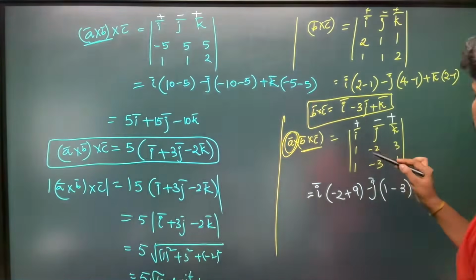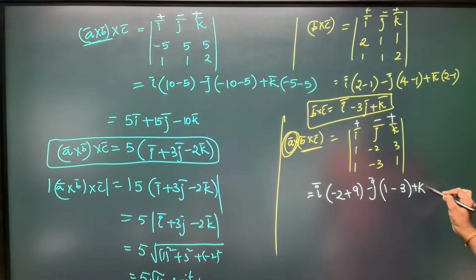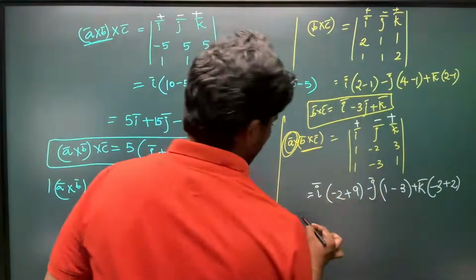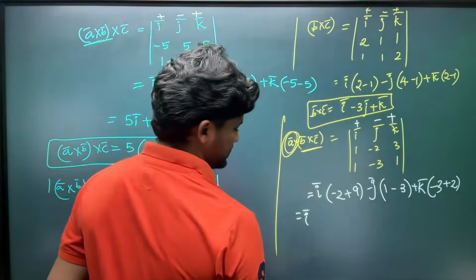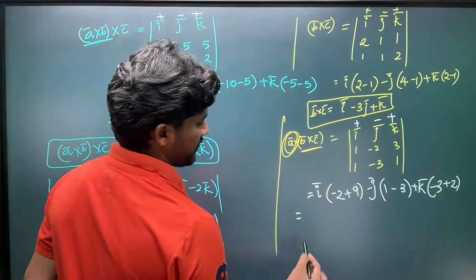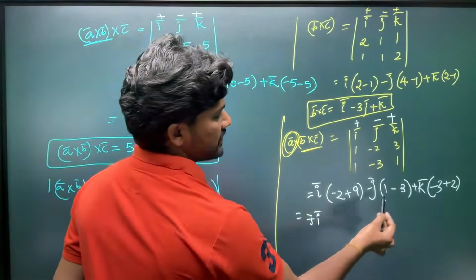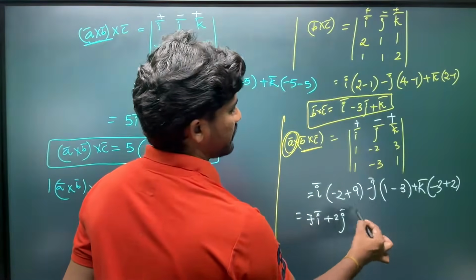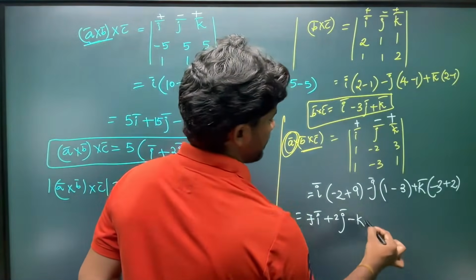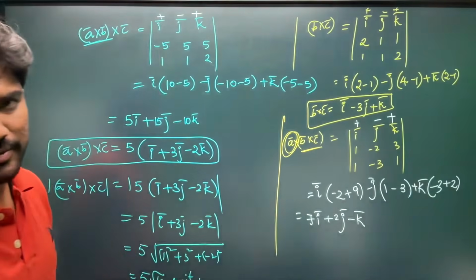Okay, so 1 minus 3. Next, plus k bar into, so minus 3 minus into minus plus 2. Okay, so therefore i bar into, so minus 2 plus 9, how much is this? 7. So 7 i bar is what we get here. Minus 1 minus 3 minus 2 minus into minus plus 2 j bar, next to minus k bar. This is the value of a bar cross b bar cross c bar.